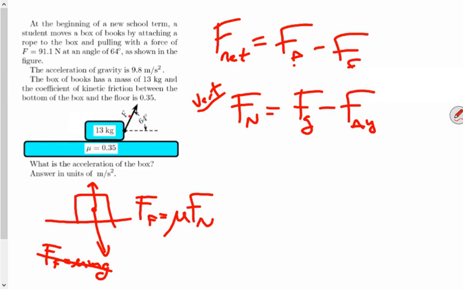The big thing I want you to understand is that because somebody's pulling up on that book, the table doesn't have to push as hard up. The friction depends on how much the table has to push back up with. So there'll be less friction because I'm pulling up on the book. So my normal force, which is what we're looking for, is going to be equal to the 13 kilograms times gravity minus the force in the vertical piece.